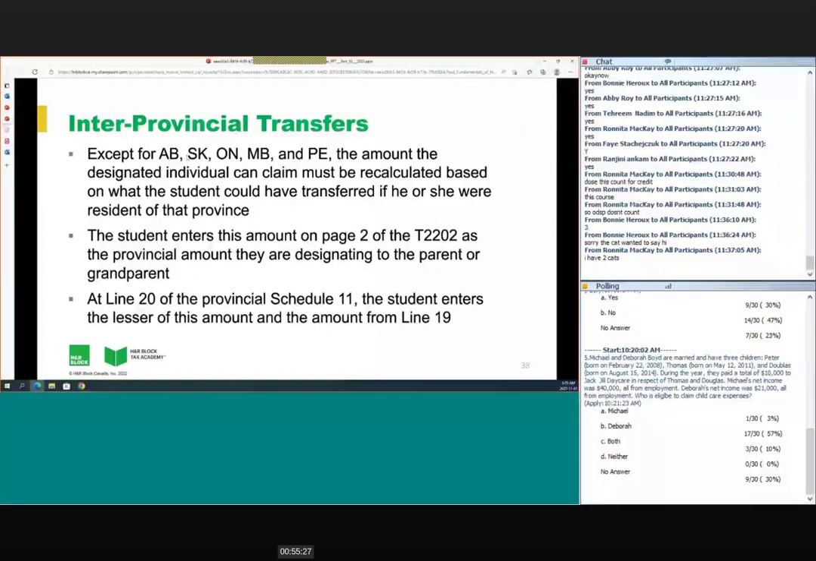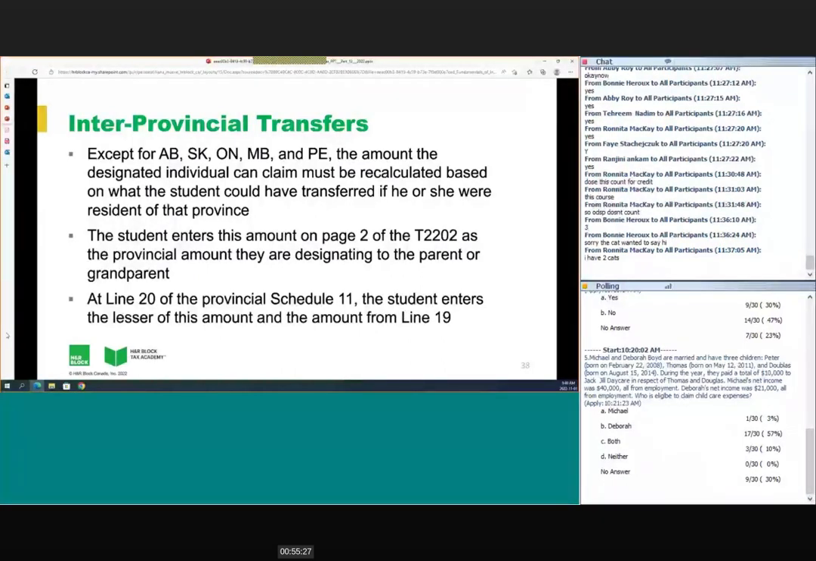Except for Alberta, Saskatchewan, Ontario, Manitoba, and PEI, there's no interprovincial transfers anymore. There used to be. So if there is an interprovincial transfer, the amount must be recalculated based on what the student could have transferred if he or she were a resident of that province. Again, we don't need to get into this because it was eliminated in Ontario. In that case, we would have to restate the amount, recalculate it, and put it on page 2 of the T2202. Then on line 20 of the provincial schedule, the student would enter the lesser amount. You will probably not see this ever.